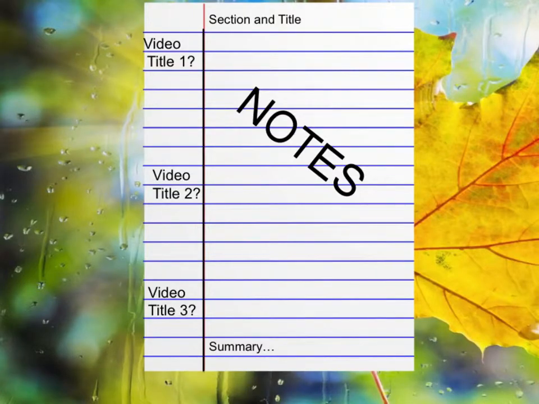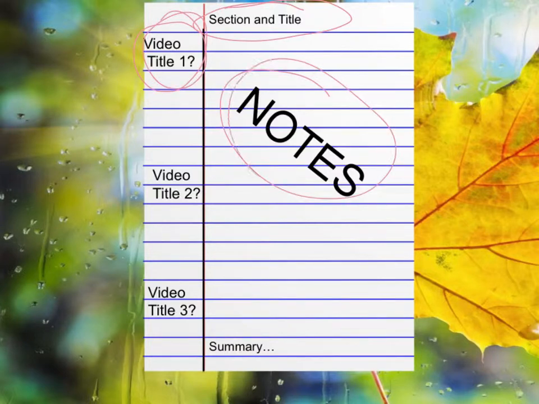Okay, here's a reminder of how your notes should be set up. The task title should be up at the top, and the title of the video should be on the side, and then you'll write notes in this column. Once you review your notes, then answer the question of the video title for your summary.